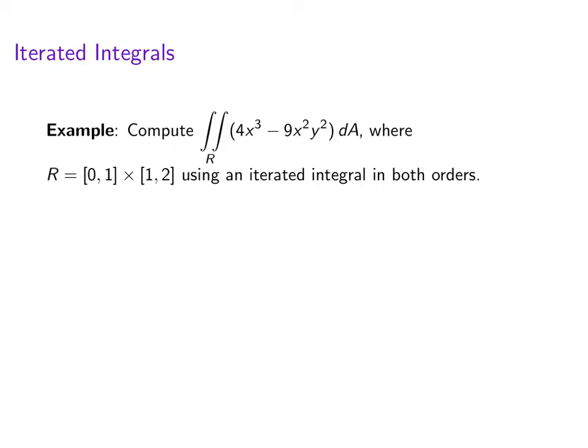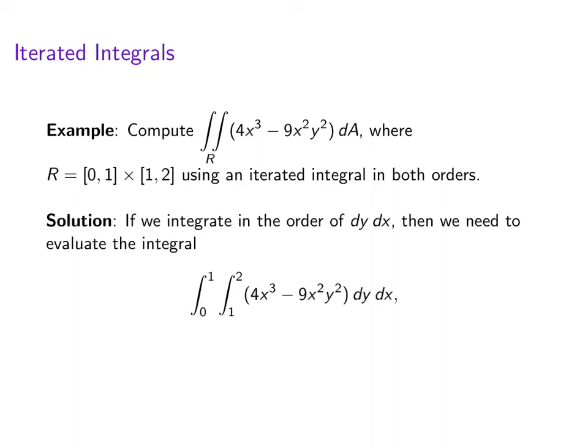Let's do an example. Let's compute this double integral by using an iterated integral, and we'll do it in both orders. So if we integrate in the order of dy dx, that means we're integrating with respect to y first and then x. This is the iterated integral that we need to evaluate.